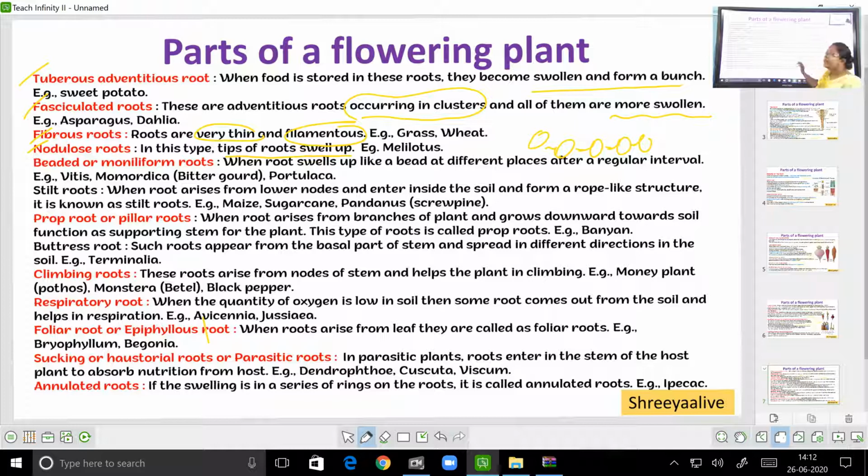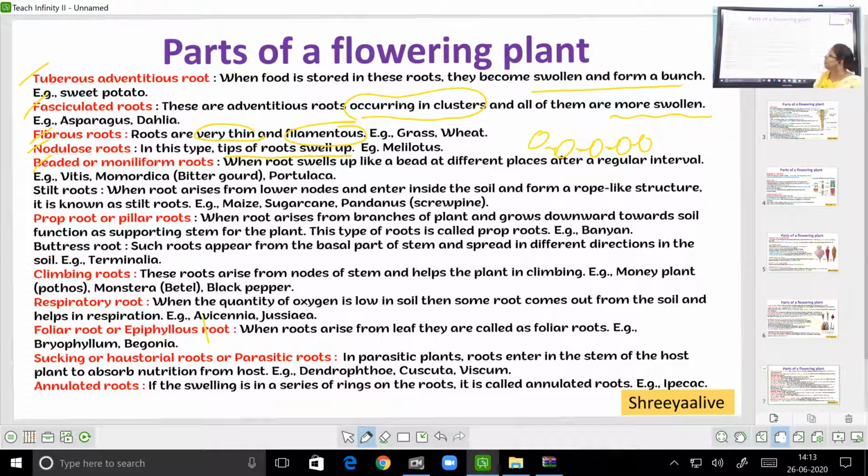Okay, giving a bead-like appearance at different points or at different places. The roots swell up at a regular interval, and these are called beaded roots or moniliform roots. Example, Vitis, Portulaca, etc.